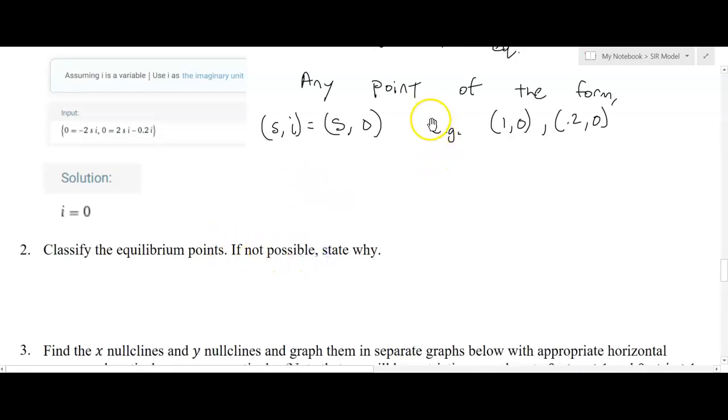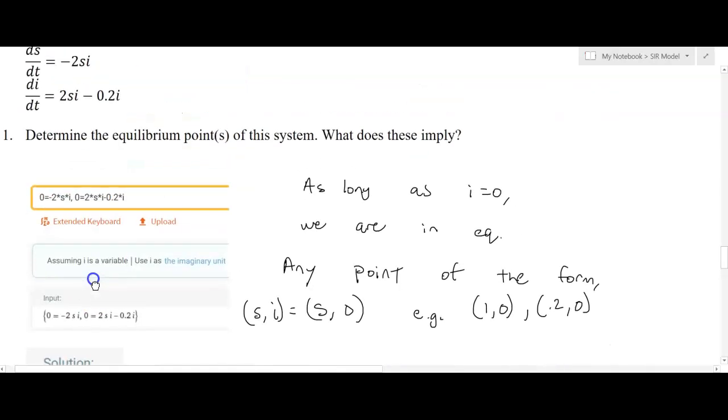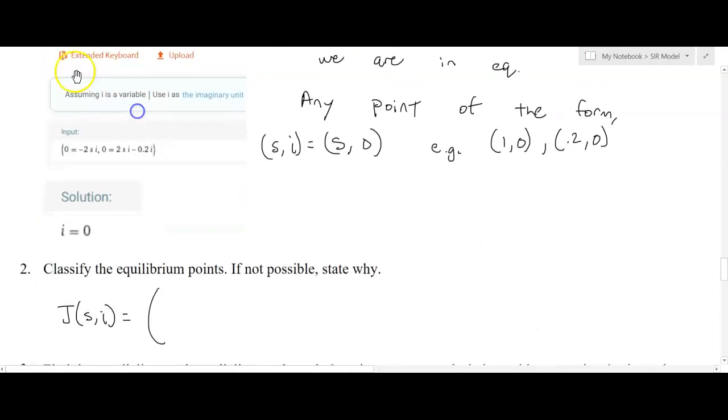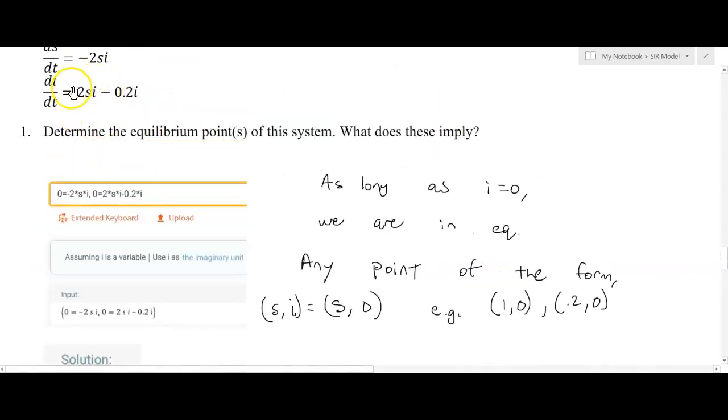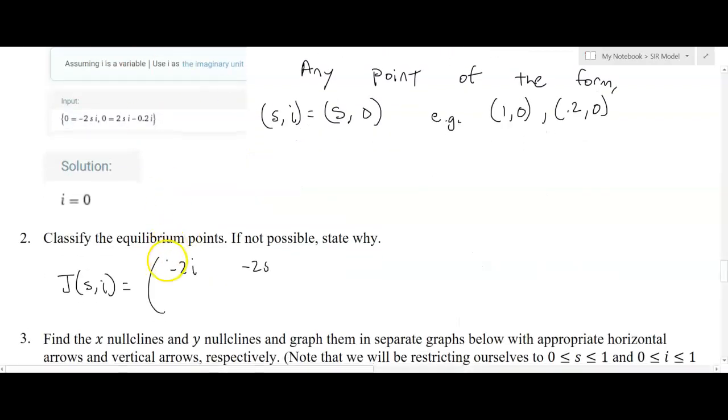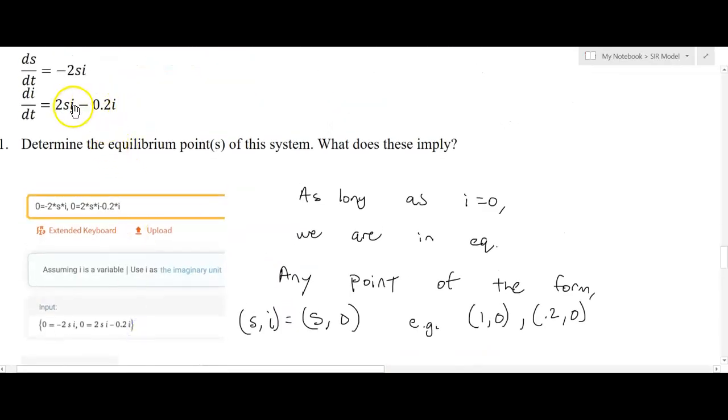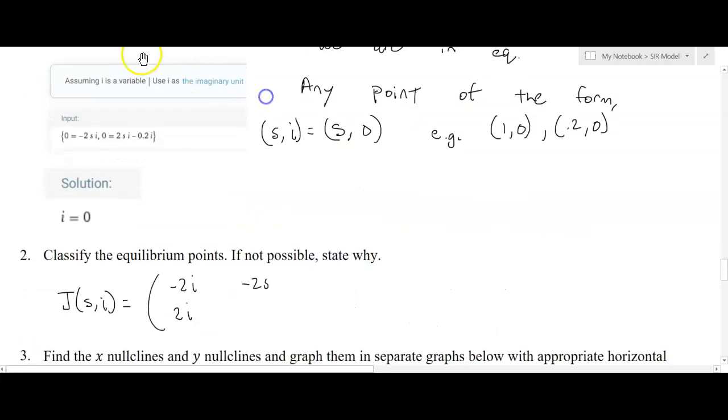And we'll see what happens when we look at the nullclines. So to classify this equilibrium point is going to be a little bit tricky, because our Jacobian matrix is going to be the partial with respect to all of these variables. So ds dt, its partial with respect to s would be negative 2i. And with respect to I, it would be negative 2s. And the partial of di dt with respect to s will be 2i. And the derivative of this with respect to I will be, let's see, 2s minus 0.2.